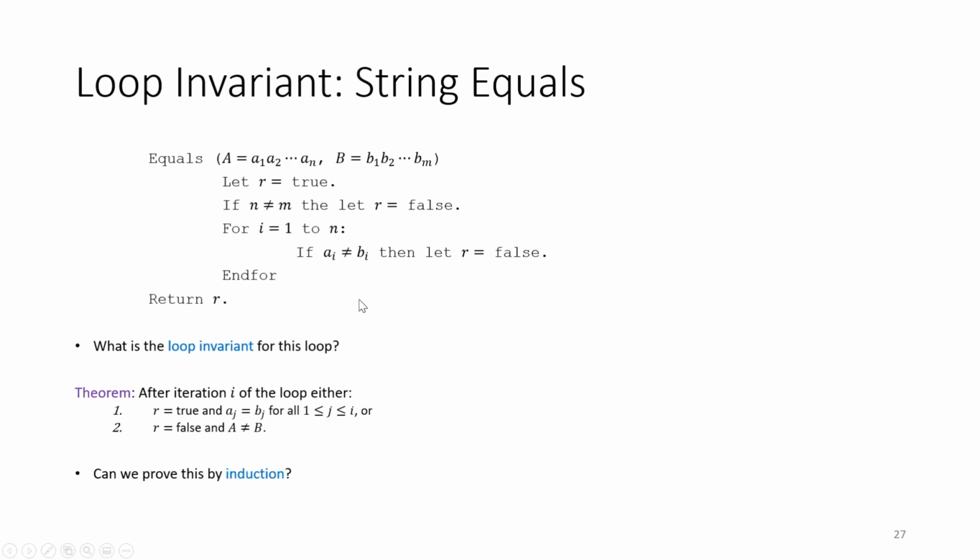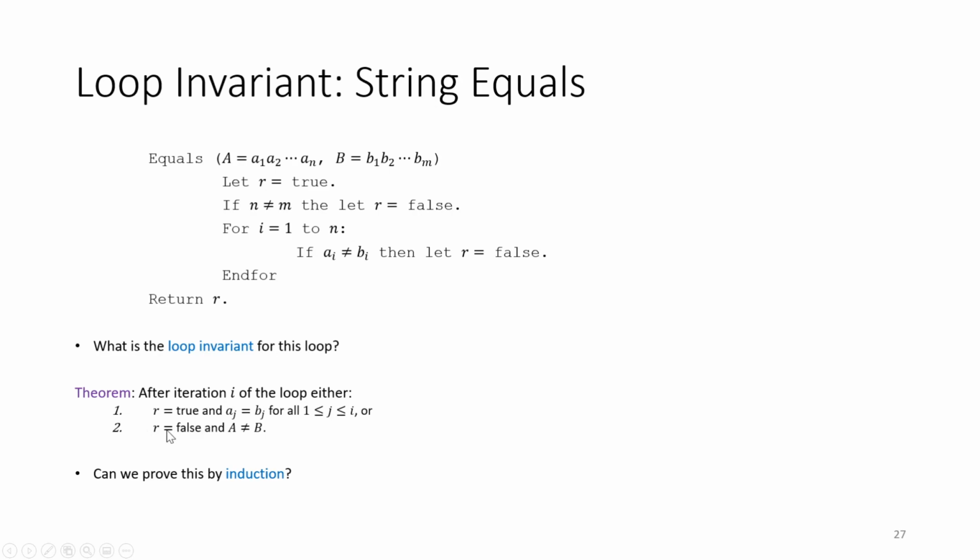So here's the way I've decided I'm going to write this out. Again, you'll notice the structure of this looks very similar to the last problem. After iteration I of the loop, either we're in one of these two cases, and these two cases pivot based on what we've written for our value R. If R is true, then we have matches all the way up to I.